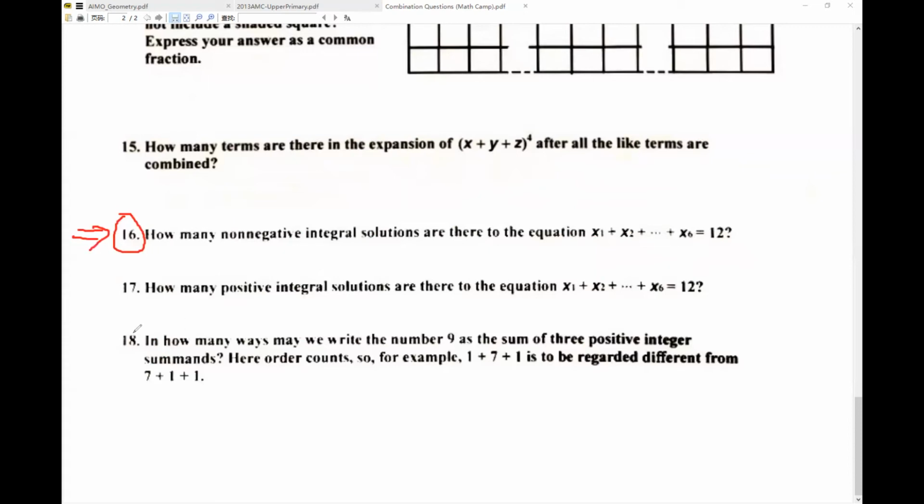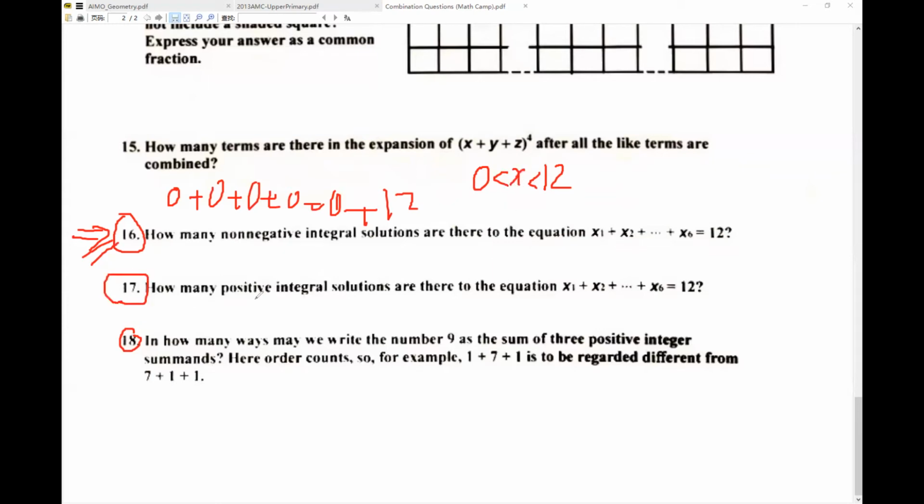If we use the method for 18, method 1, it's almost impossible here, because the first one should be 0 plus 0 plus 0 plus 0 plus 0 plus 12. So the maximum number can be 12 and the minimum can be 0. It's between 12 and 0.